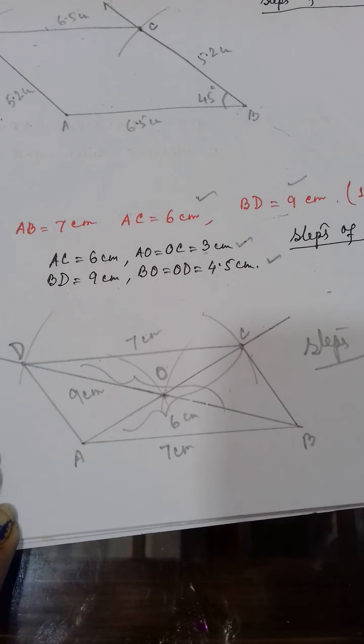In the next video I am constructing two more parallelograms. Clear? Again with one side and two diagonals, another type I will show, and with two adjacent sides and one diagonal. Got it, students? Is that clear? Thank you.